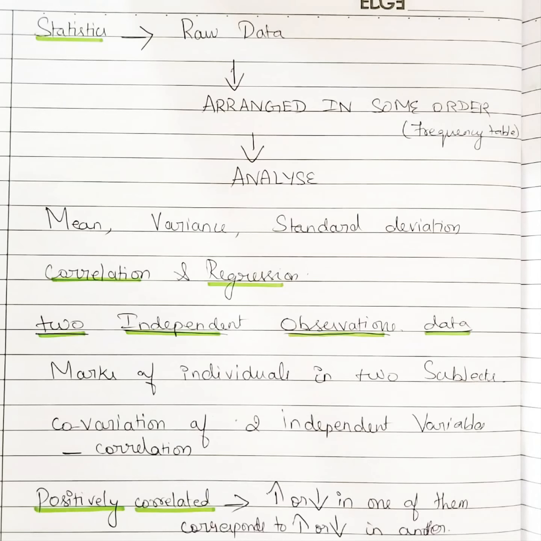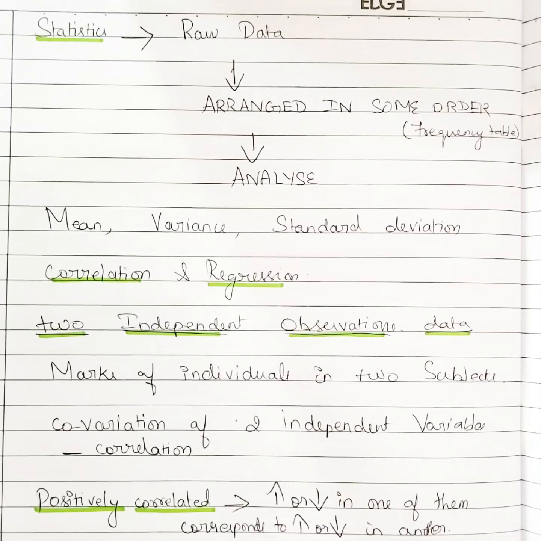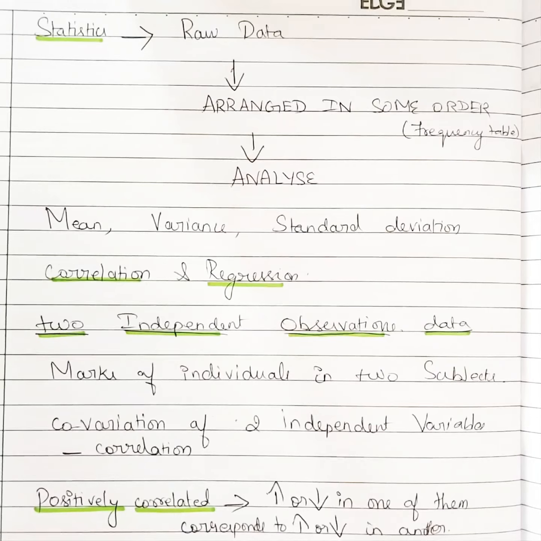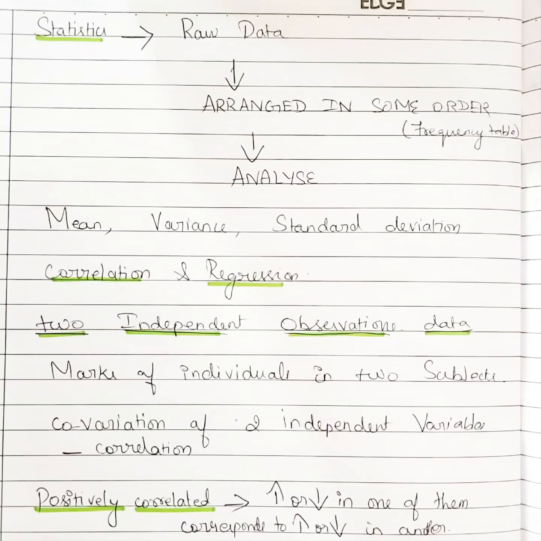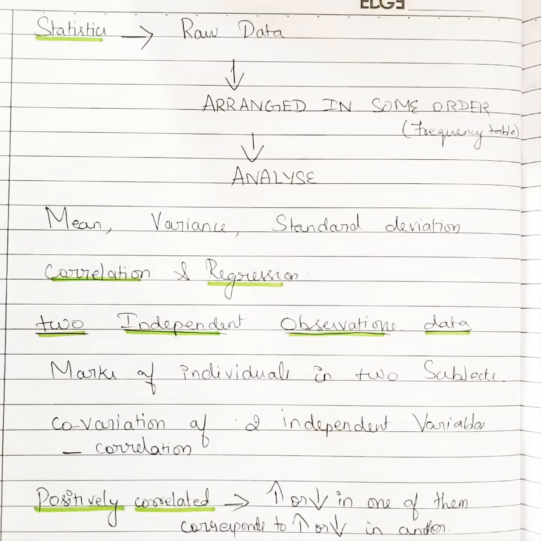You might have studied mean, median, mode, variance, and standard deviation. Standard deviation means how far it is deviated from the mean. That is what we call standard deviation. Now what we are going to study is correlation and regression. What do you mean by that? It is nothing but two independent observations of data will be given, and we will come to a conclusion as to in what way one is dependent on another.